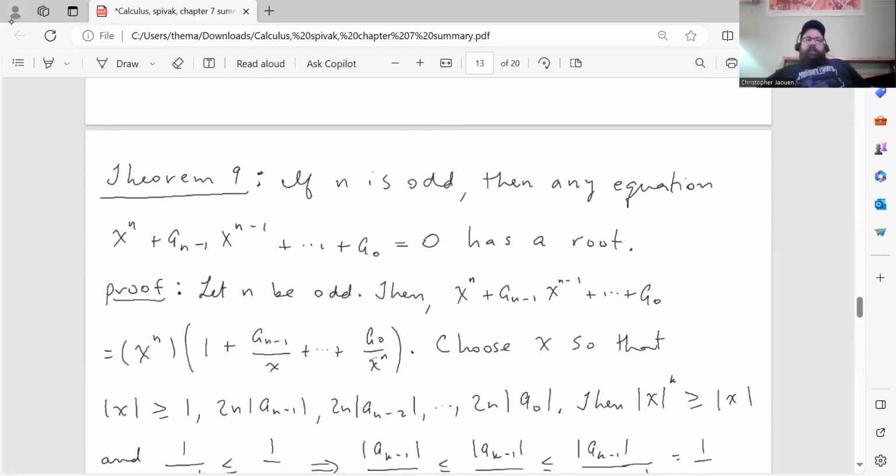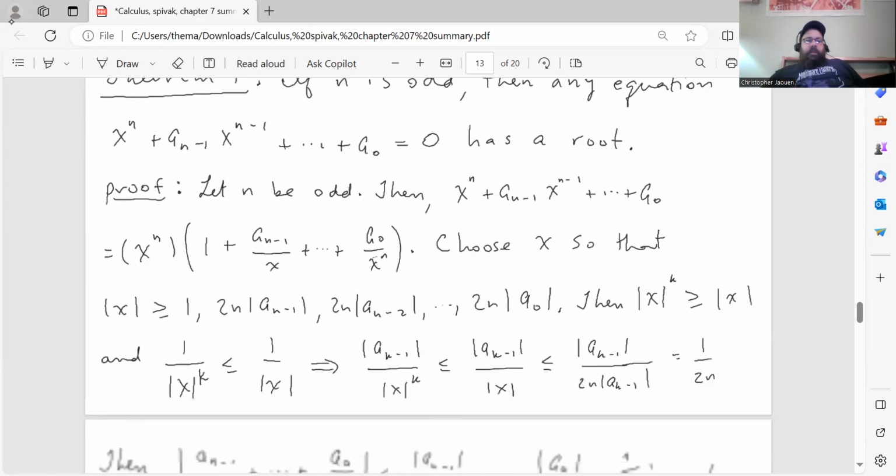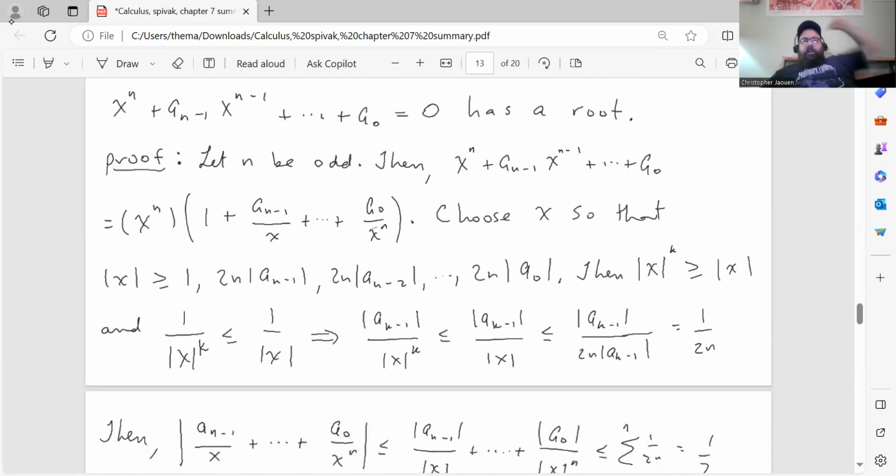Theorem 9. If n is odd, then any equation x to the n plus a n minus 1 times x to the n minus 1 plus dot dot dot plus a0 equals 0 has a root. And here's the proof. This is kind of a complicated setup that he has here, but we'll go through it carefully a little bit at a time.